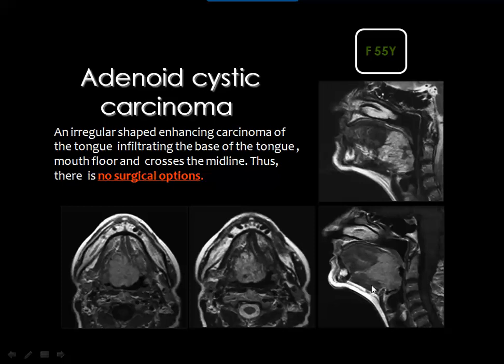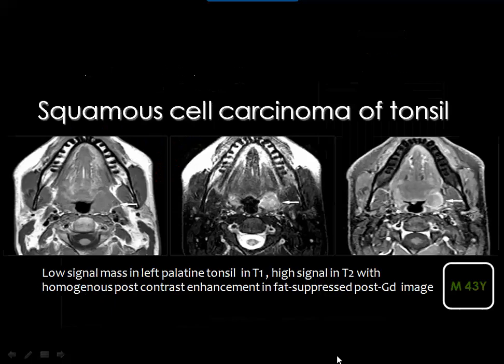the muscle which is connecting the mandible to the hyoid bone. I will remember its name immediately now. This is the genoglossus and this is the geniohyoid muscle. Then both muscles are infiltrated by the tumor. The tumor has crossed the midline to the opposite side. It has significantly encroached on the oral cavity or the oropharyngeal cavity. Then since this lesion has crossed the midline, there are no surgical options.